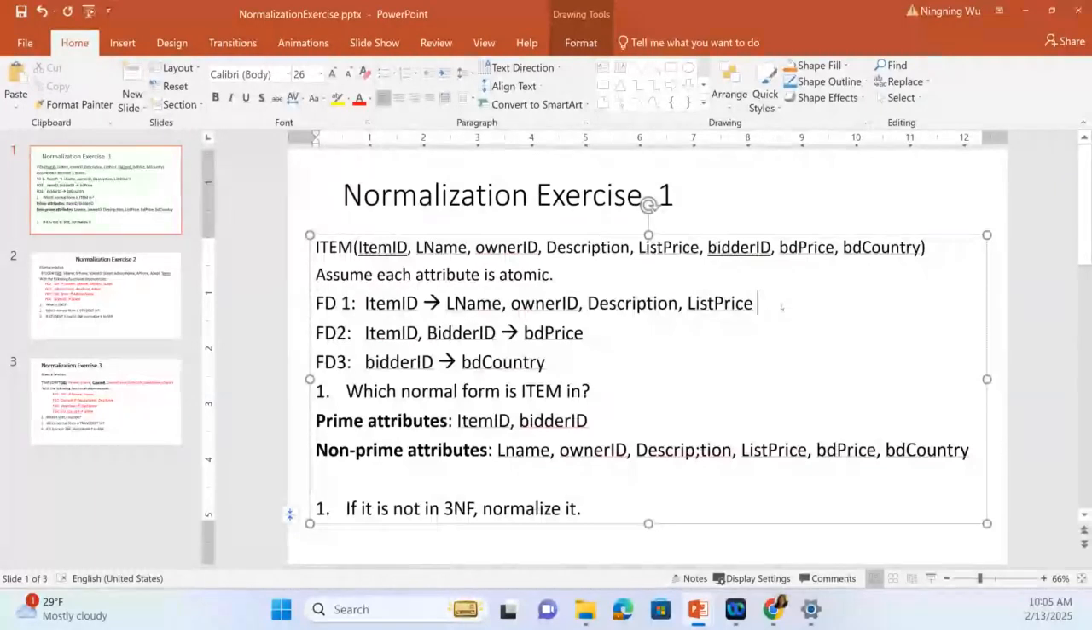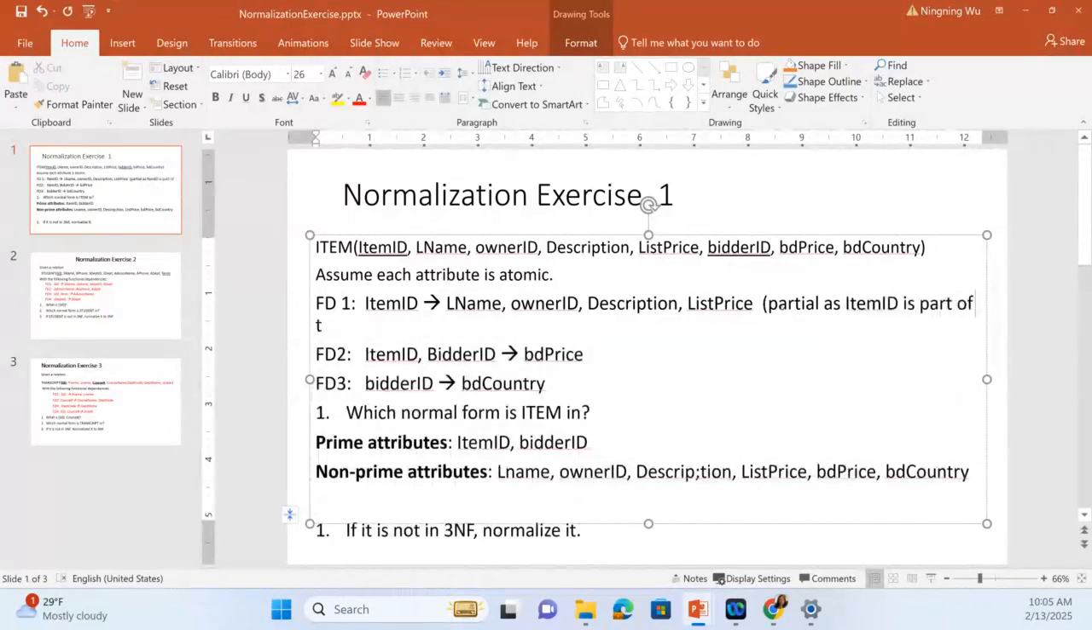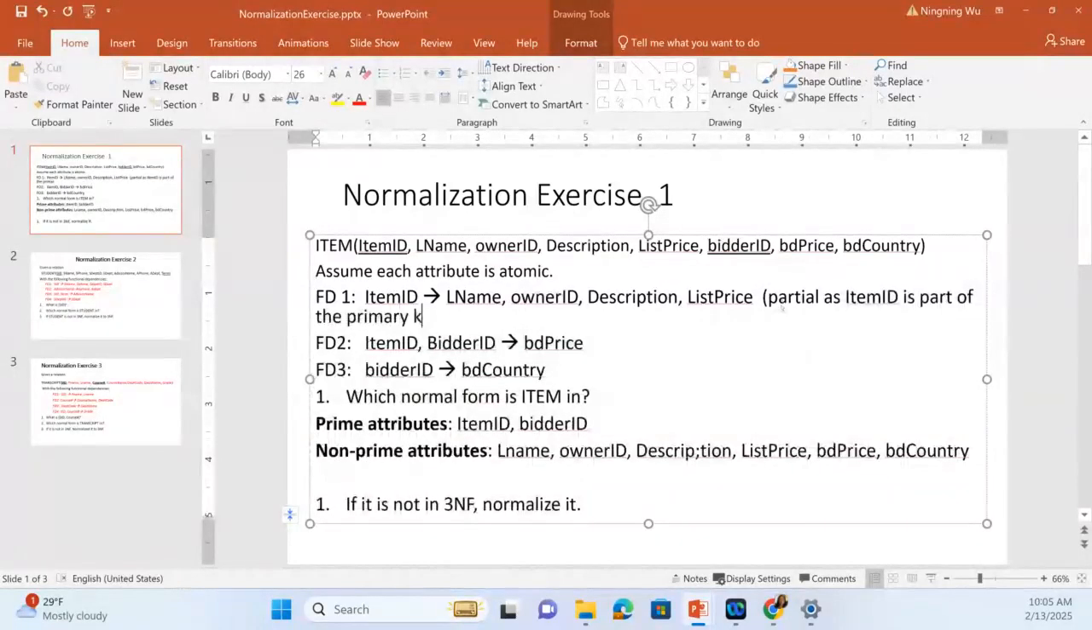So this is partial because the dependent only depends on a part of the key, not the whole key. Item ID is a part of the primary key. That's the reason it is partial.